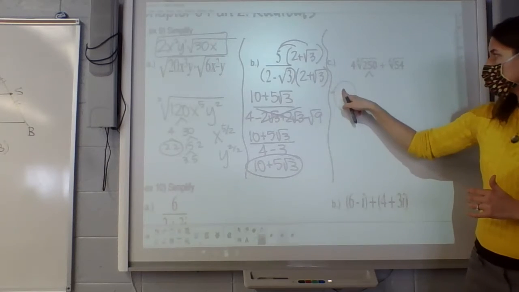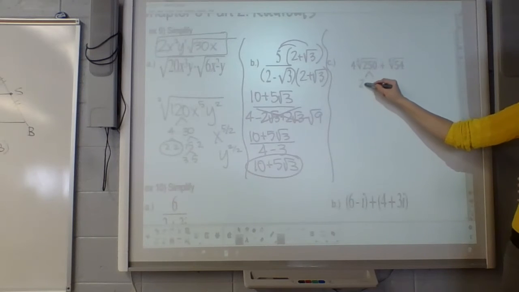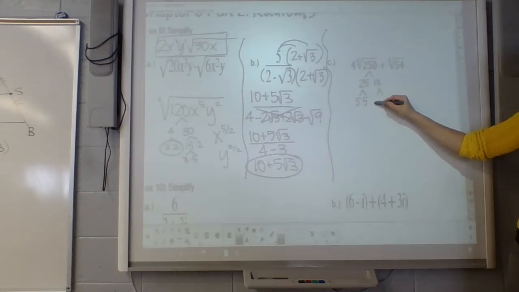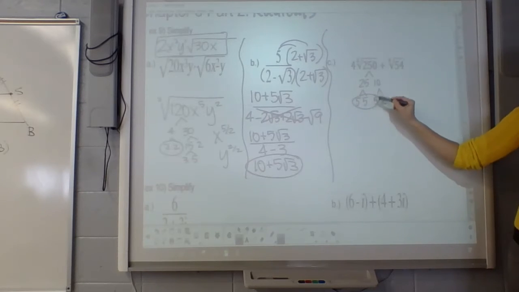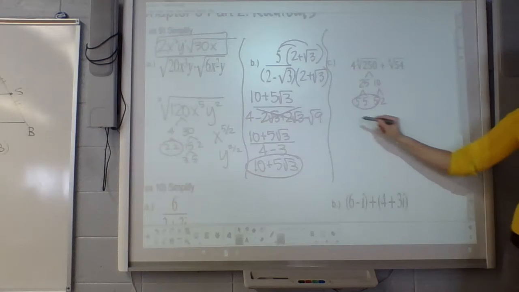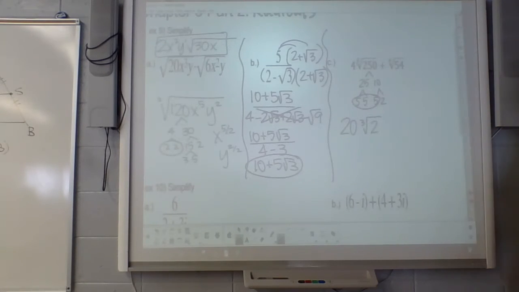Actually, let me just... So I'm just going to break up 250, 25 and 10, 5 and 5, 5 and 2. So I have a group of 5s. Those are going to come out, but there's already a 4 out there. So what am I going to do with the 5 and 4? I'll multiply it. So it's going to be 20 and then cube root of 2, because the 2 is left inside.